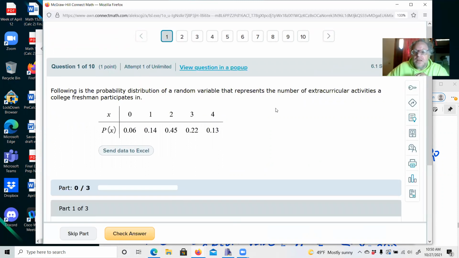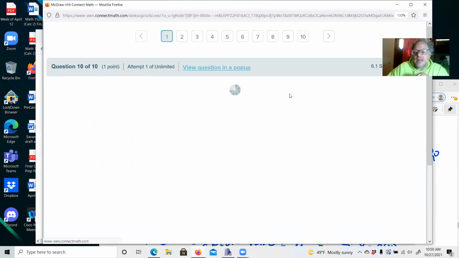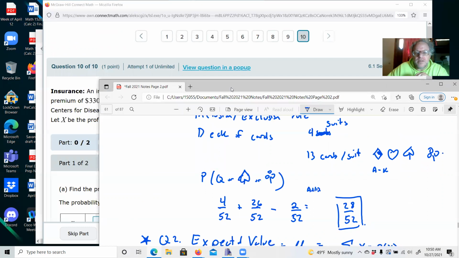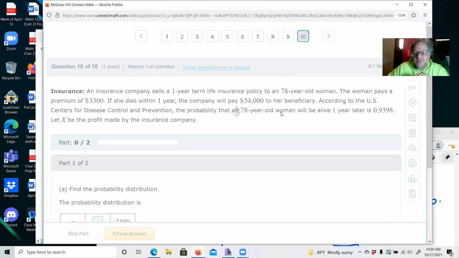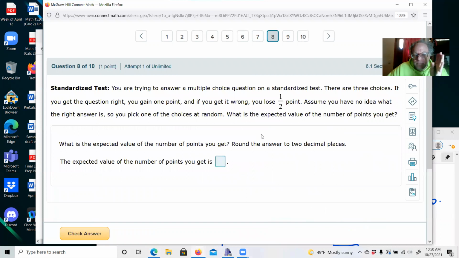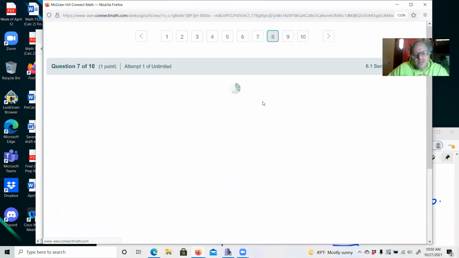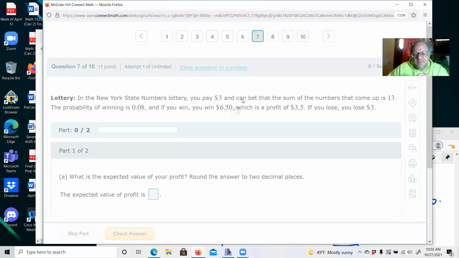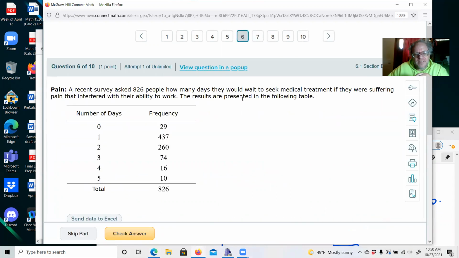Okay, so again, let's take a look at this one. The last 3 problems in this section are all expected value problems.